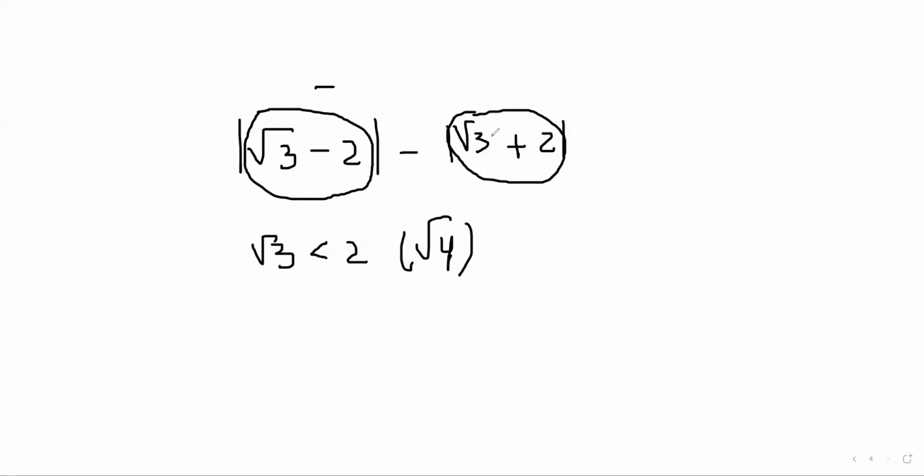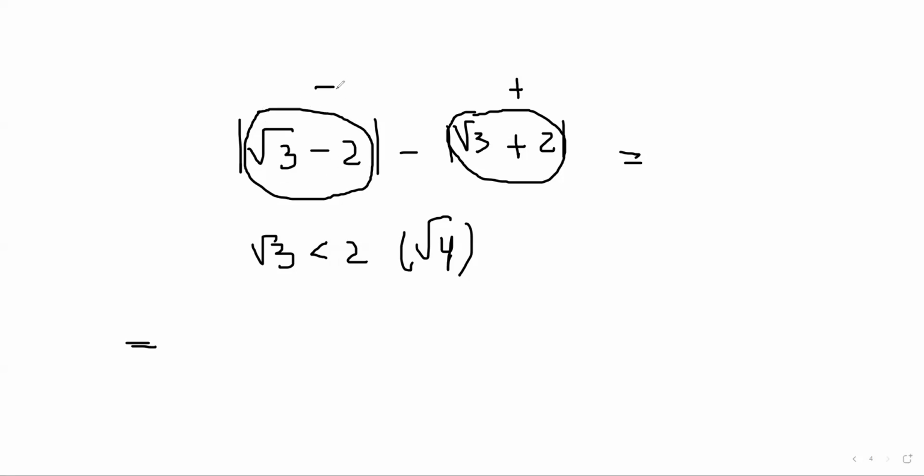Now let's come back here. Under root 3 plus 2, it's positive because under root 3 is positive and 2 is positive. So obviously under root 3 plus 2 will be positive. So how can we simplify it? In order to simplify this expression, we look at the first module, the first absolute value.